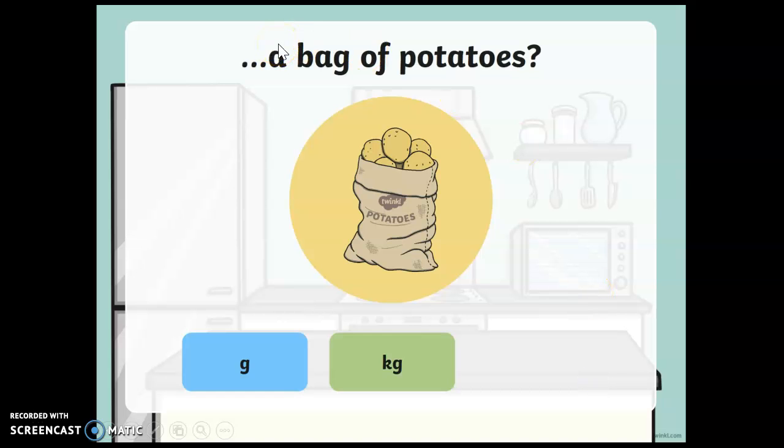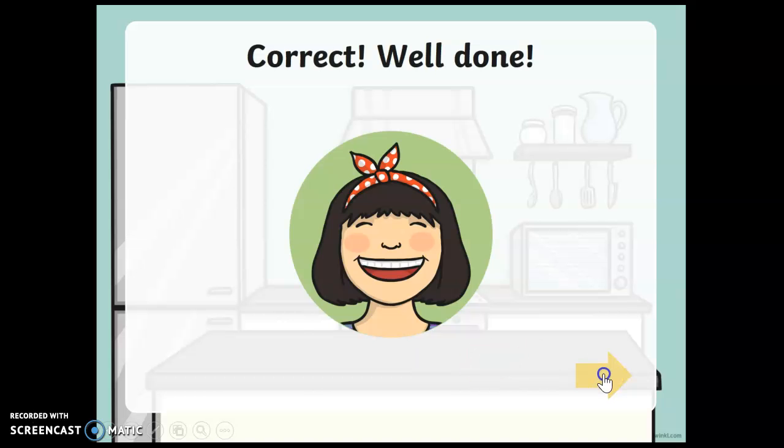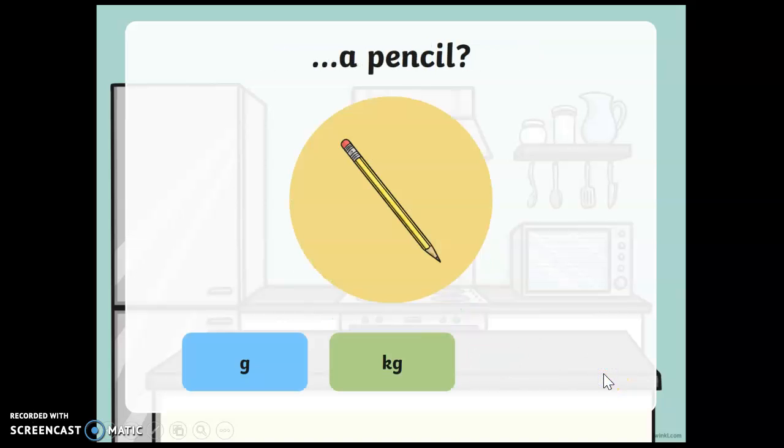For a bag of potatoes, what would you use? Grams or kilograms? If you chose grams, that is not correct. Potatoes are quite heavy. And when we buy potatoes, we buy more than 1 kilogram at a time. So we will weigh our potatoes using kilograms. Correct. And well done.